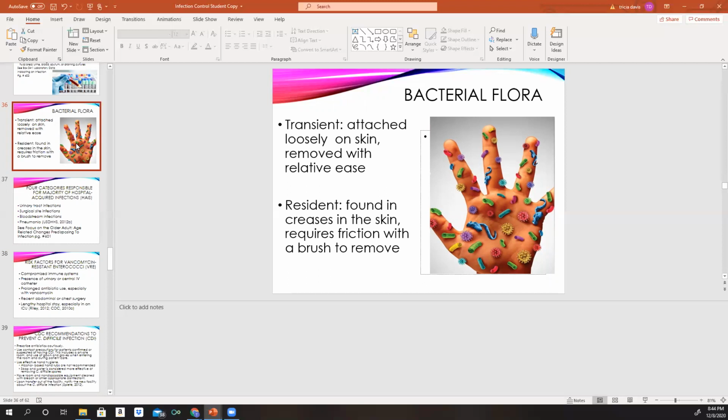And these are found in the greatest number under the fingernail. So if you go back and look at that paper that I showed you, or that in your book where it has about how proper hygiene, how to wash your hands and get under your nails and clean your thumbs real good. That's exactly why you want to clean like that, because there's so many germs underneath your fingernails. And then we have resident bacteria, which is found in creases in skin, and it requires actual friction with like a brush to remove. They're not as easily removed.